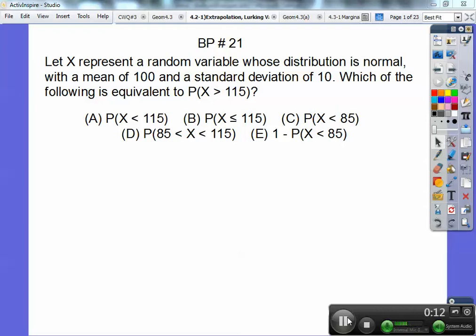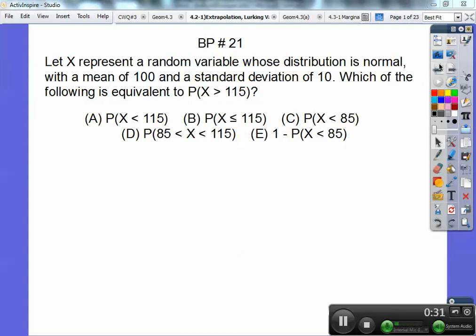Let x represent a random variable whose distribution is normal. Okay, normal is important. So you've got a bell-shaped curve with a mean of 100 and a standard deviation of 10. Which of the following is equivalent to the probability that x is greater than 115?